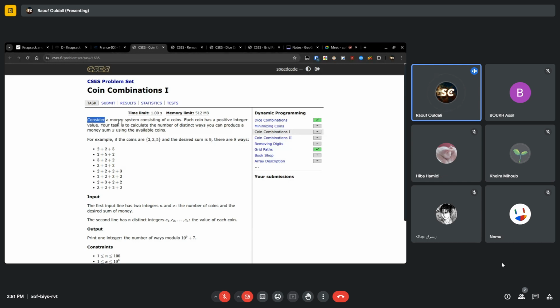Okay, so consider a money system consisting of n coins. Each coin has a positive integer value. Your task is to calculate the number of distinct ways you can produce money sum x using the available coins.